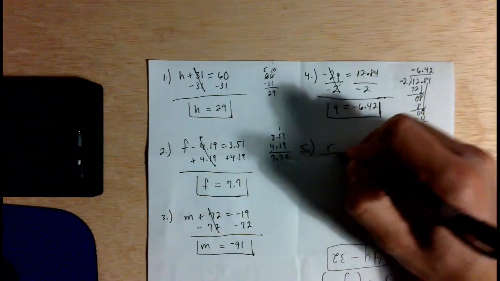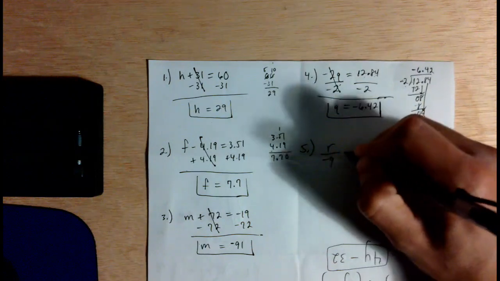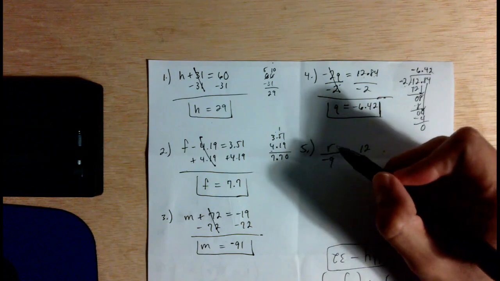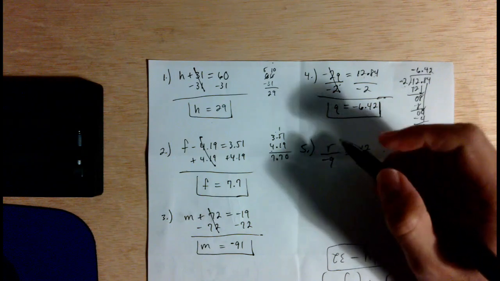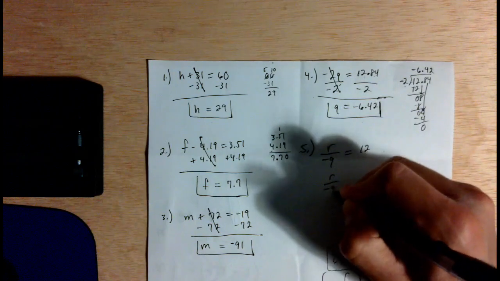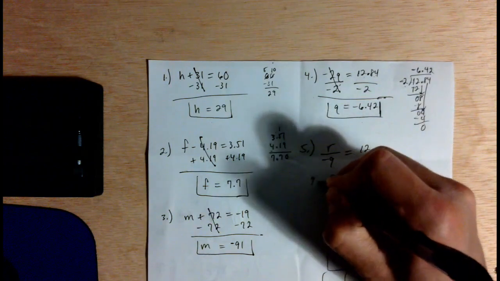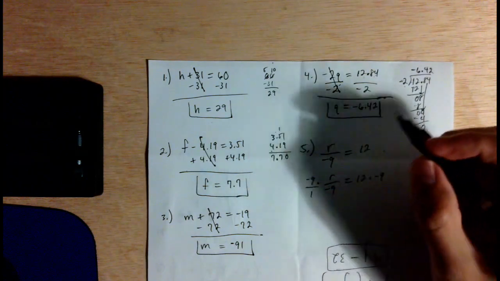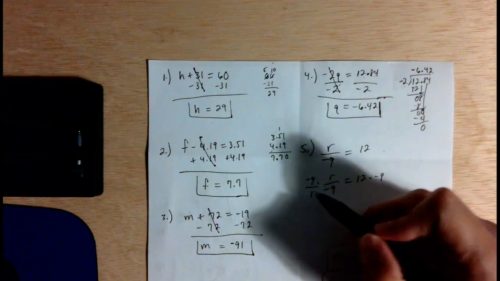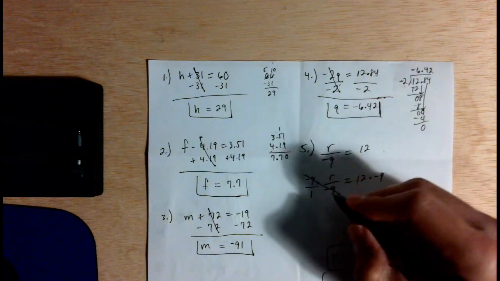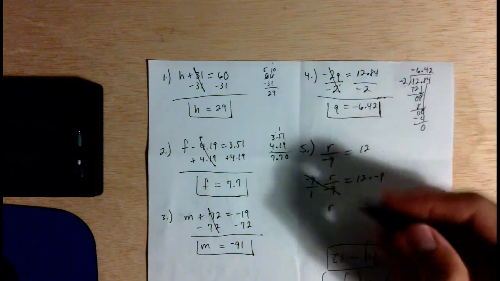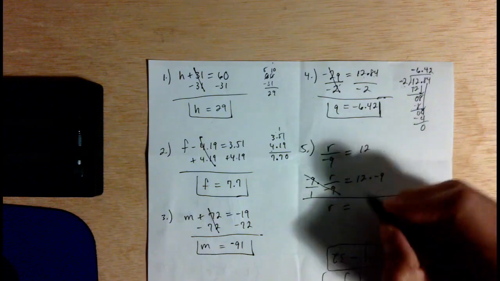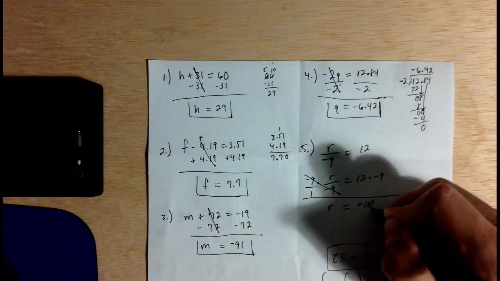Number 5 is r over negative 9 is equal to 12. So r is my variable. I want to get it isolated. It's dividing by negative 9. So the inverse here is going to be multiplying both sides by negative 9. Okay? Now you can put a 1 over it. If you're multiplying fractions, you will get negative 9r over negative 9. Or you'll simply just get 1r or just r. On the right hand side you have 12 times negative 9, which will leave you with a negative 108.